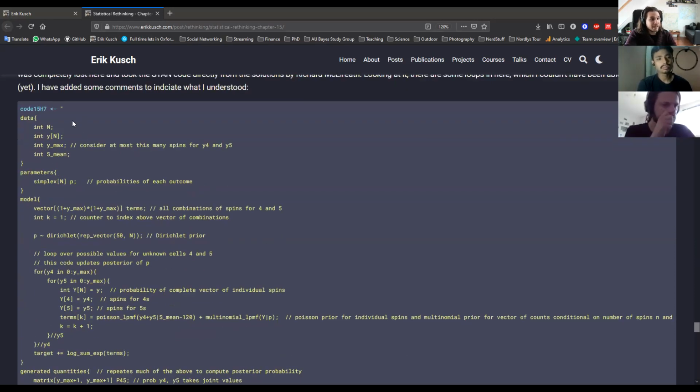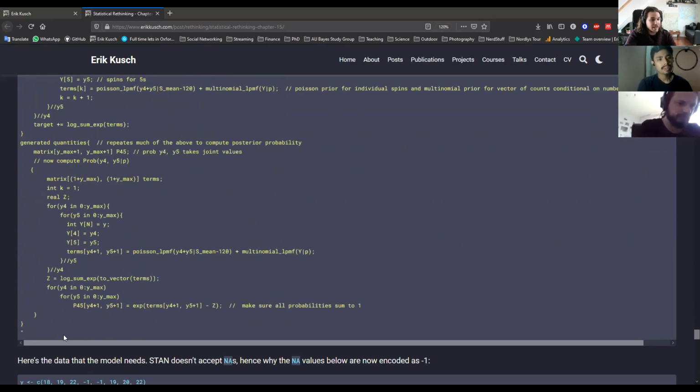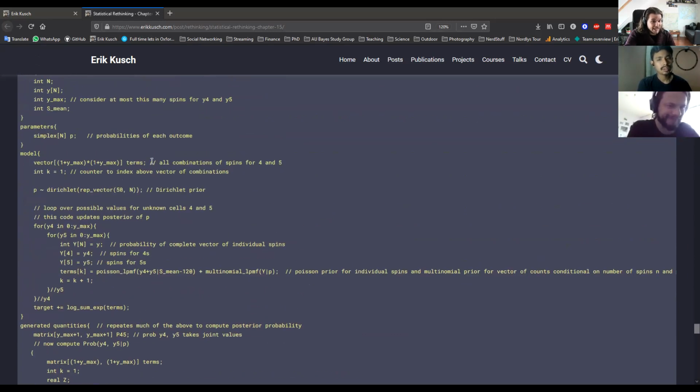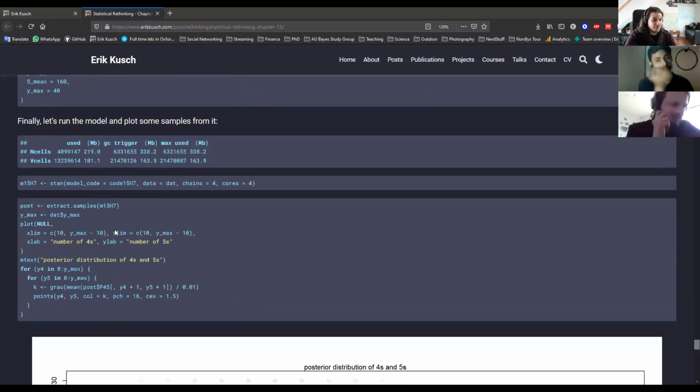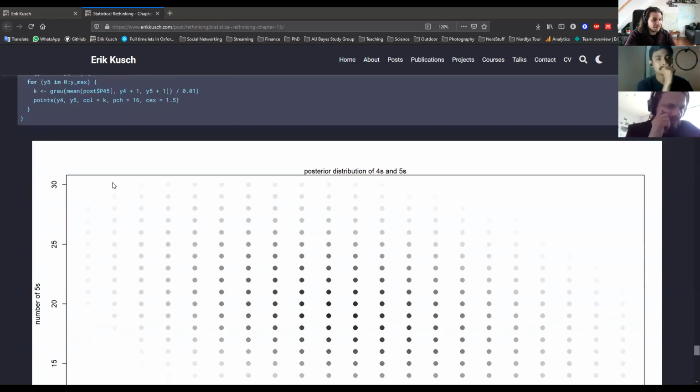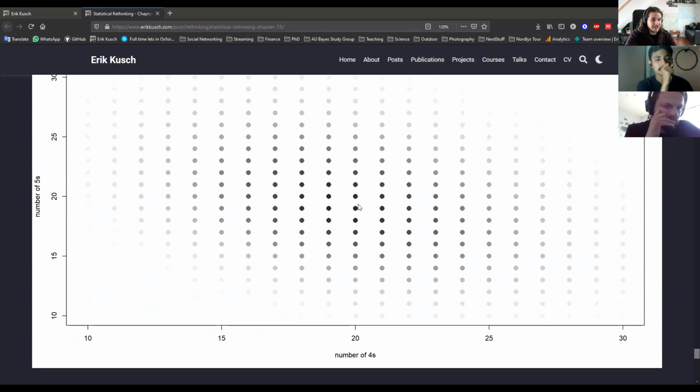And this is where McElreath builds a full-on Stan model by itself, which I tried to understand and added some comments to know what each line is doing. But I'm still a bit hesitant to say I understand this, because I don't. I just run this and look at what the posterior produces. And right here, we can see that the combination of 20 and 20 spins for 4s and 5s is totally the most probable. Who would have guessed? But the way we get there was just a bit complicated.